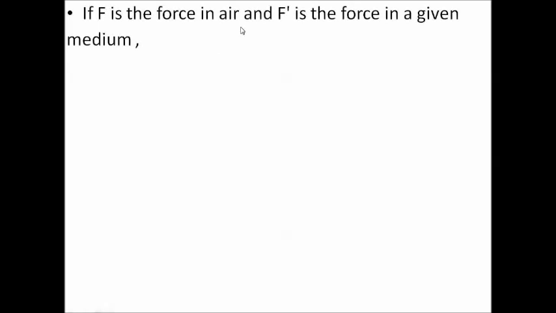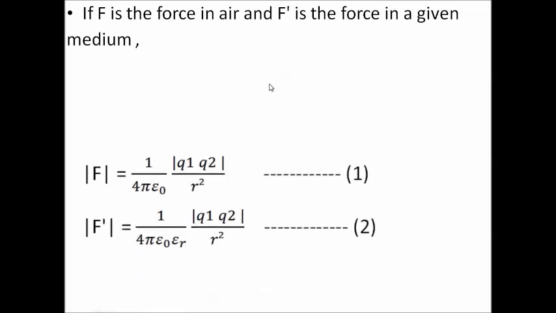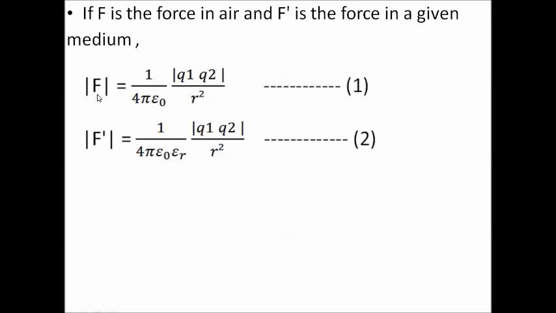If I am taking F as the force in air acting between two charges, and F dash is the force acting between two charges when the charges are present in any other medium, I can write expressions for F and F dash. Here equation number 1 represents the magnitude of force if the two charges Q1 and Q2 are present in air, and if the two charges are present in any other medium, the expression will be F dash is equal to 1 by 4 pi epsilon 0 epsilon r q1 q2 by r square.